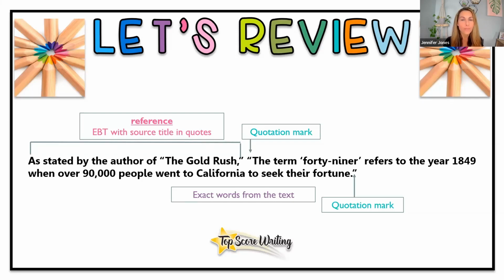Now, don't forget, we must always use quotation marks surrounding the information that has been taken from the source text. So the opening quotation mark, or the beginning quotation mark, is found in front of the very first word that we copied, and that is "the." And then the closing quotation mark is found after the very last word that we copied, which is "fortune." So make sure to pay attention to where the quotation marks go whenever you are quoting.